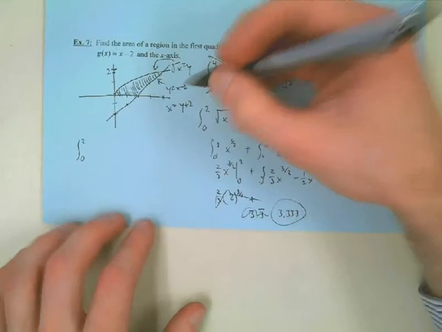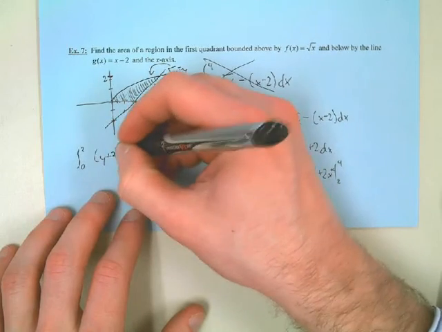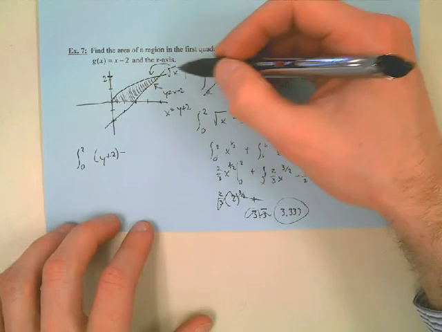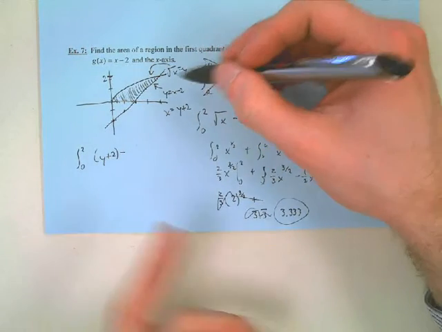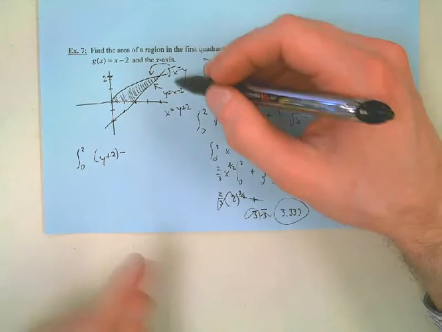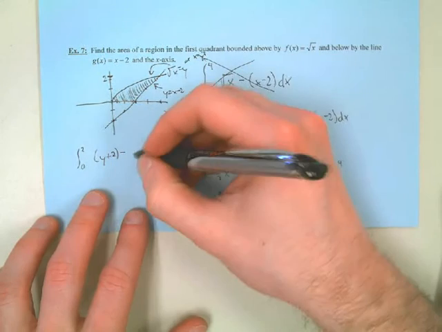And so I can say y plus 2 here minus, and then what's the leftmost curve? Well, it's y equals the square root of x, but again, that's in terms of x. How could we rewrite this so it's in terms of y? Y squared. X equals y squared. And so it's the integral of y plus 2 minus y squared dy.